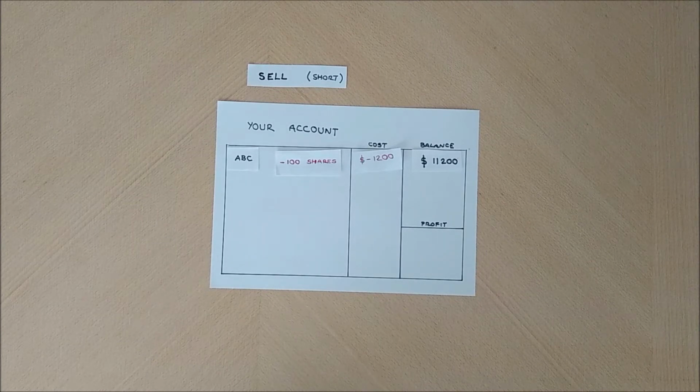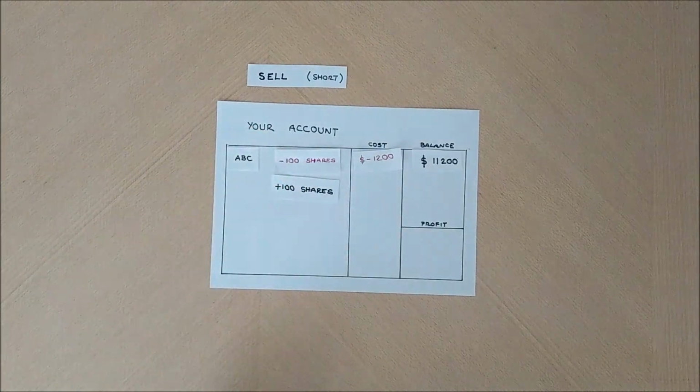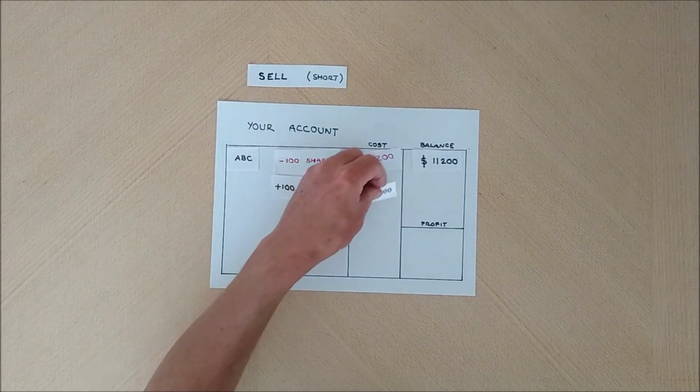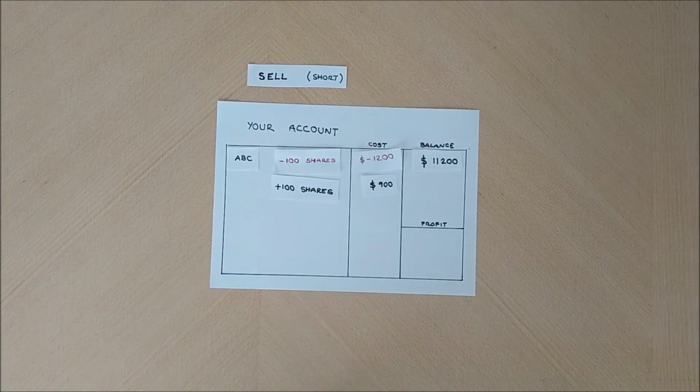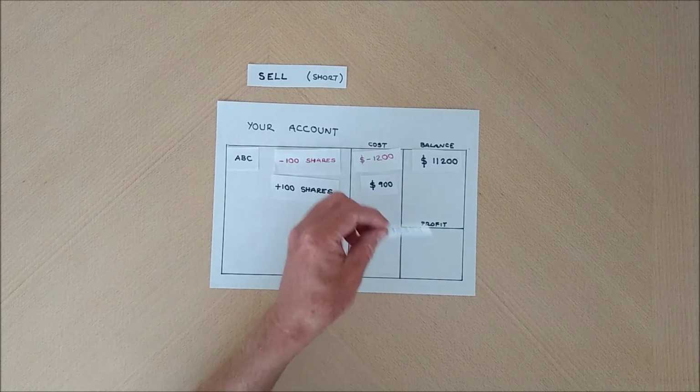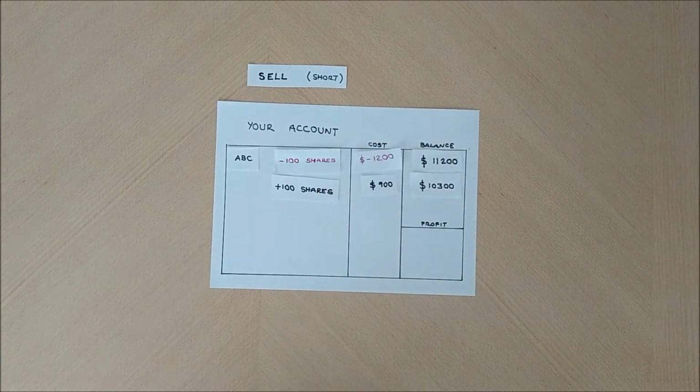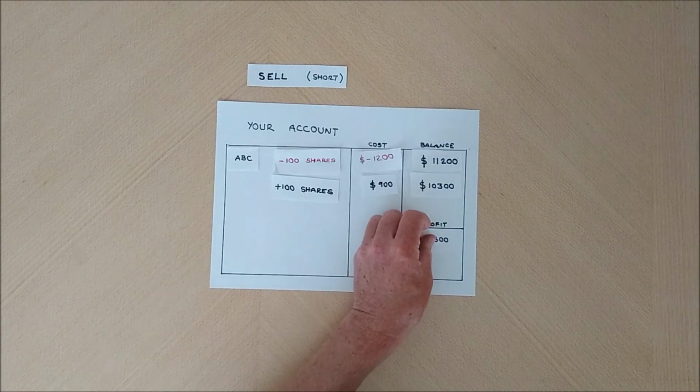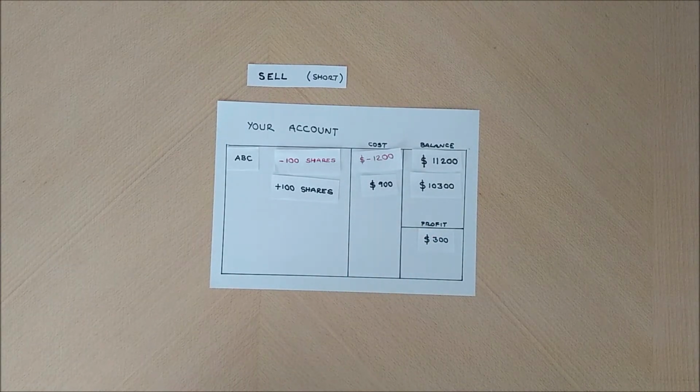The share price has gone down to $9. We buy 100 shares plus 100 shares. This actually only costs us $900 now because they're $9 each. And this puts our balance from 11,200 to 10,300. We've still made our profit of 300, but we've done it by shorting shares, doing things the other way around. Basically, you sell shares that you don't own and then buy them back at a later date.